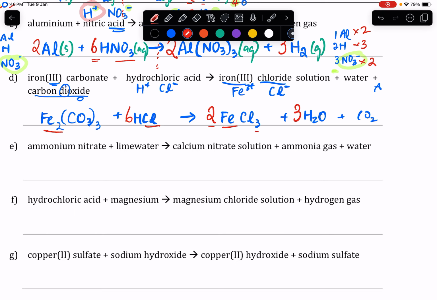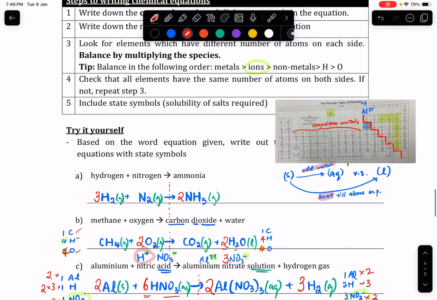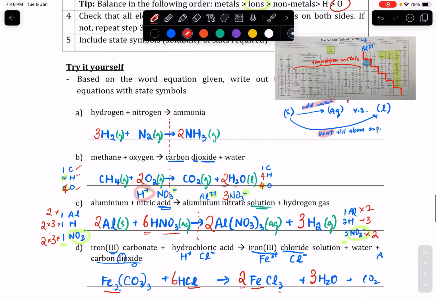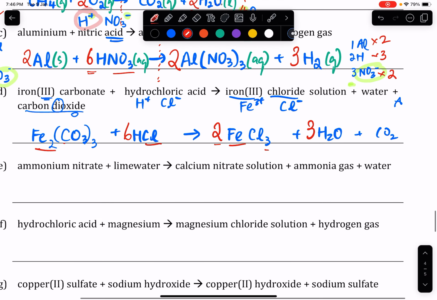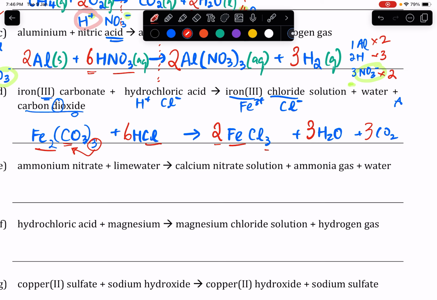Oh no, there's still one more that I haven't balanced yet. Oxygen, we try and leave to the last. If you see the rules here, oxygen we try and leave to the last. If there are other non-metals, we try and balance that first. And in this case, that will be your carbon. Can you see these 3 will multiply in? So actually on the left hand side, there's 3 carbon. On the right hand side, there's only 1. So I must multiply by 3 here.